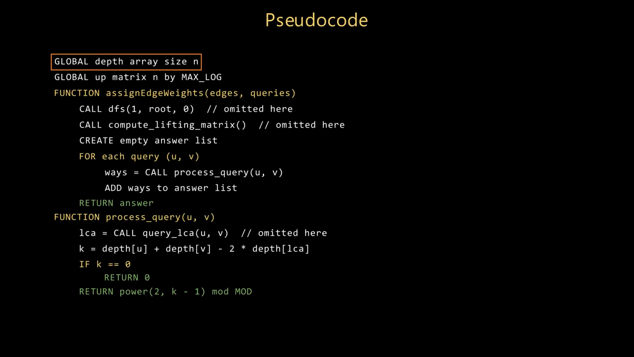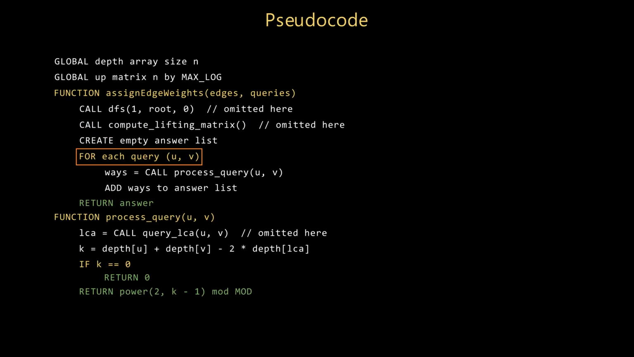We keep a depth array with 1 slot per node. The jump table up stores 2 to the j ancestors for every node. The main function takes the edge list and all queries. First call depth first search from the root, we treat that step as already built. Then build the full jump table offline, that step is also omitted here. Start with an empty answer list.